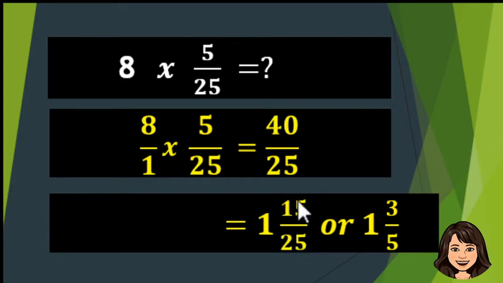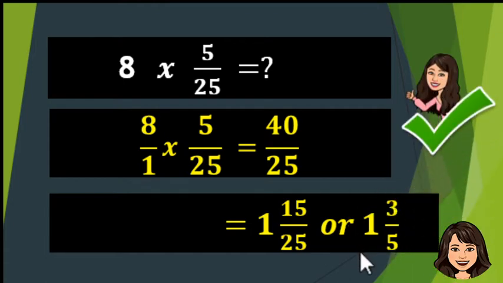The fractional part is not yet simplified, so get the GCF of 5. 15 divided by 5 is equal to 3. 25 divided by 5 is equal to 5. You have the final answer, 1 and 3/5.